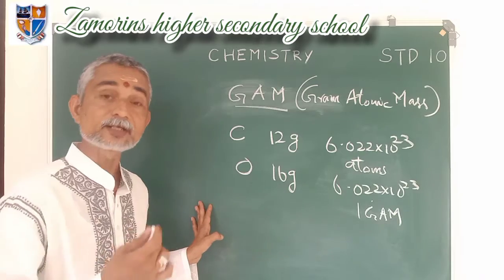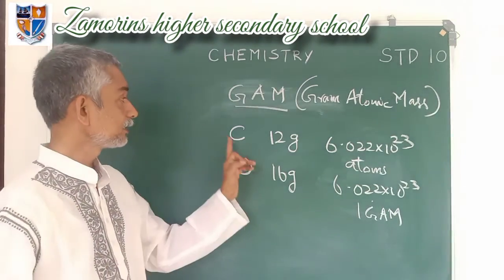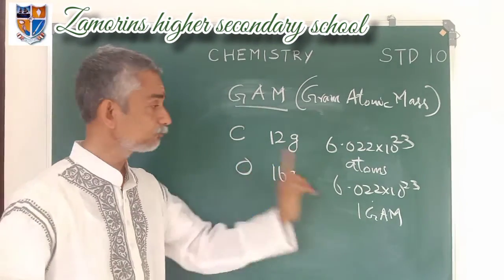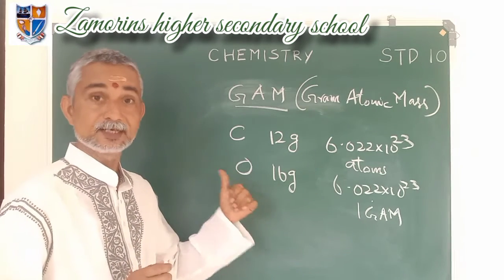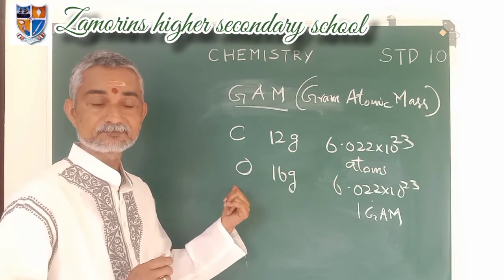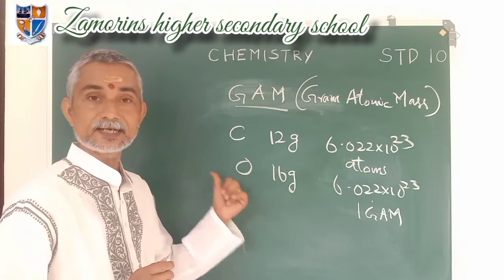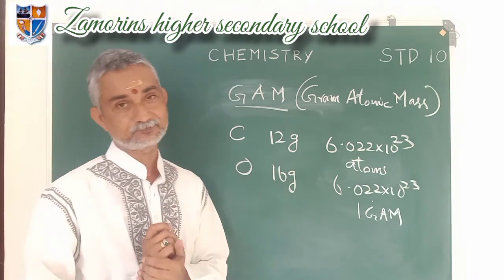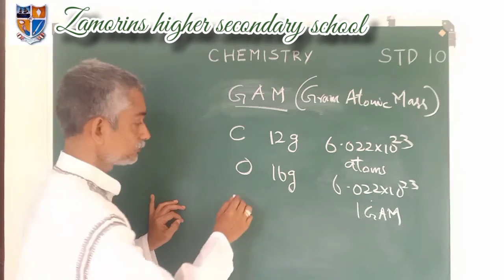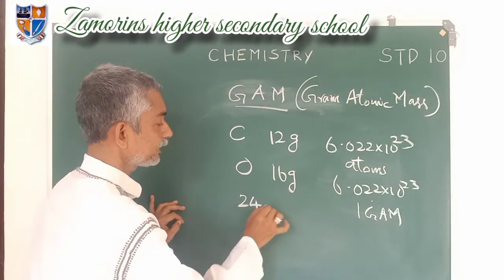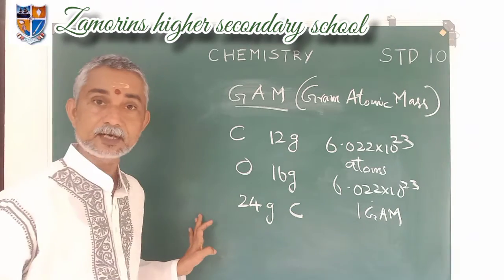So in short we can say that carbon 12 gram contains 1 GAM. Oxygen, single oxygen, it is an atom. So single oxygen contains 1 GAM. Let us see, 24 gram of carbon contains how many GAM?